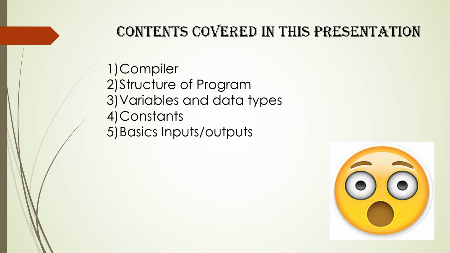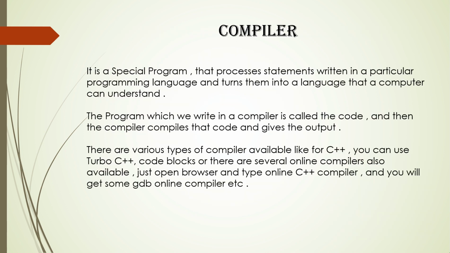So first comes the compiler. See, for everything new you do, you need a platform. Similarly, for writing a code or program, you need a platform, and that platform is the compiler here. So now let's understand the role of the compiler. We can say it is a special program that converts your written code into the language that the machine, that is the computer, can understand, and it gives the output accordingly.